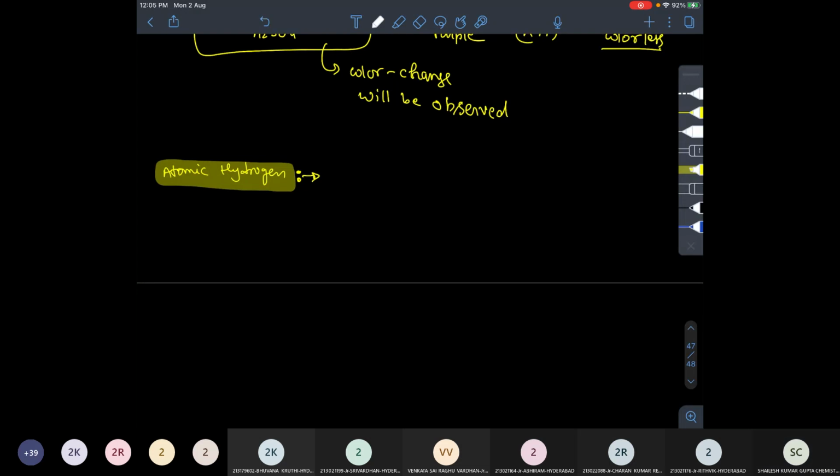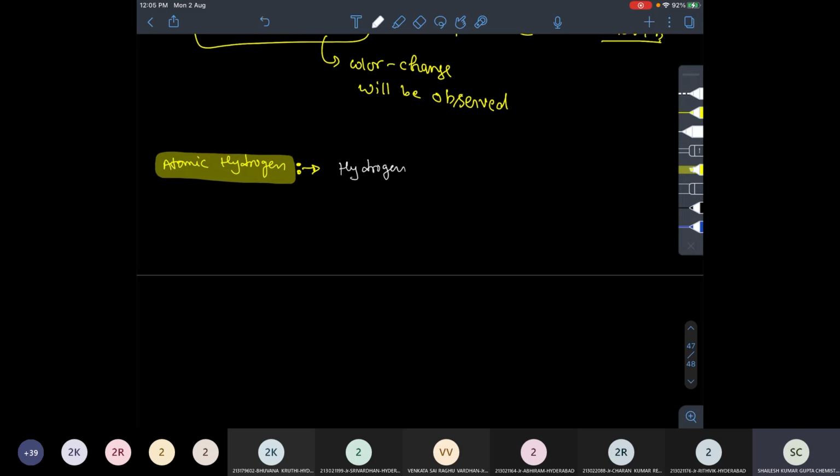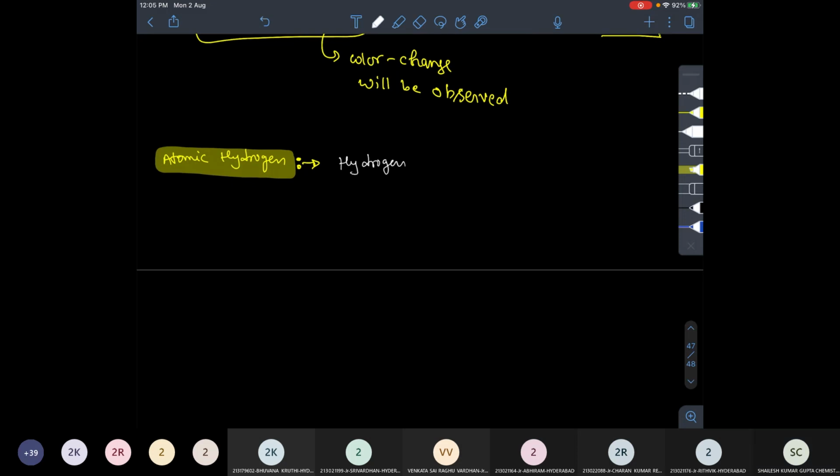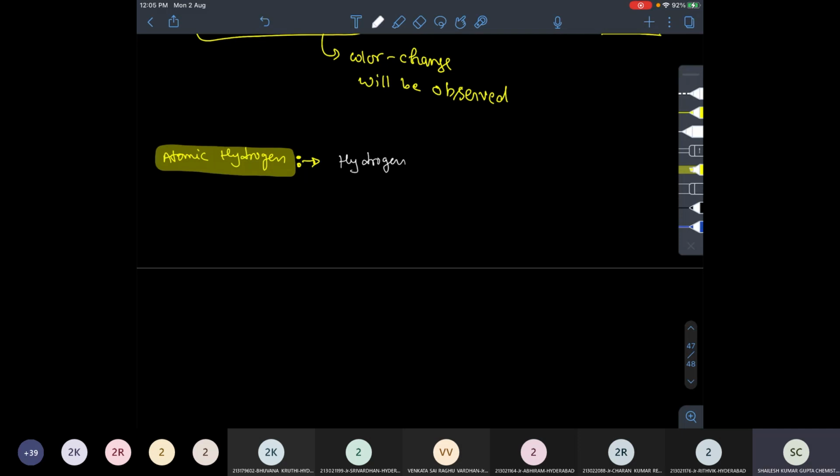Right? So hydrogen, atomic hydrogen is obtained. Suppose you are able to break the bond of hydrogen, right? So how will you break the hydrogen bond? If you are providing spark, electric spark, so you are going to basically break this into H plus H. So this one is atomic hydrogen.